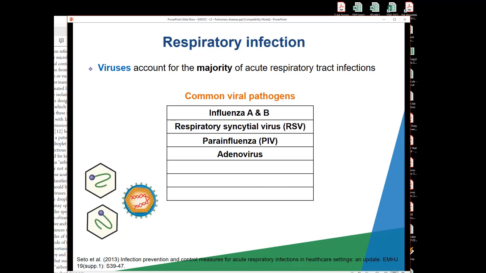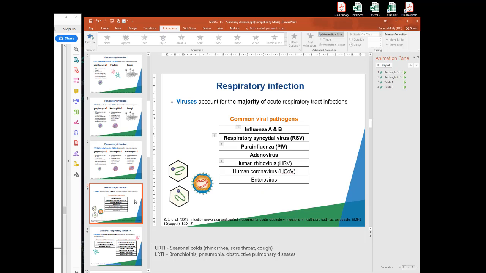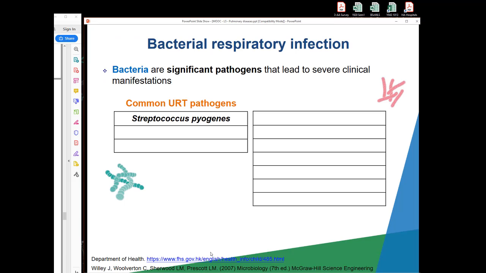Other than these viruses, human rhinovirus, human coronavirus, and enterovirus are also common respiratory tract infection pathogens. All these viruses can cause seasonal colds that lead to rhinorrhea, sore throat, and cough, and they can further infect the lower respiratory tract to cause bronchiolitis, pneumonia, and obstructive pulmonary diseases.